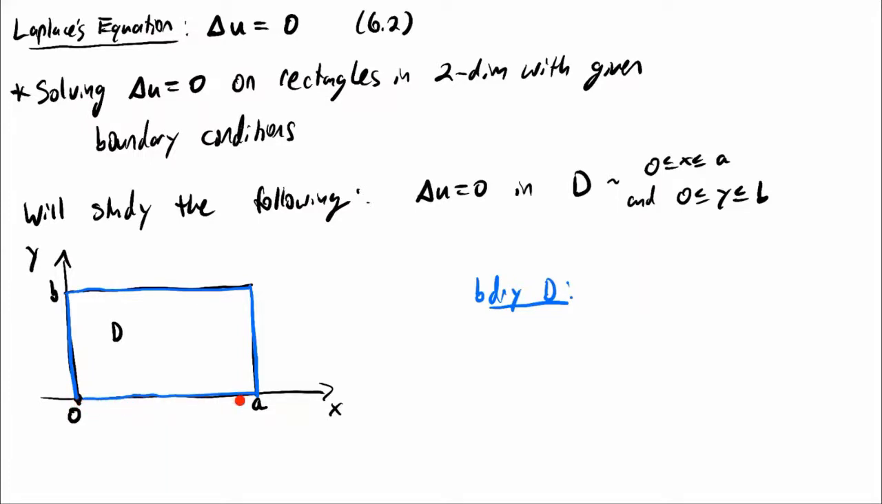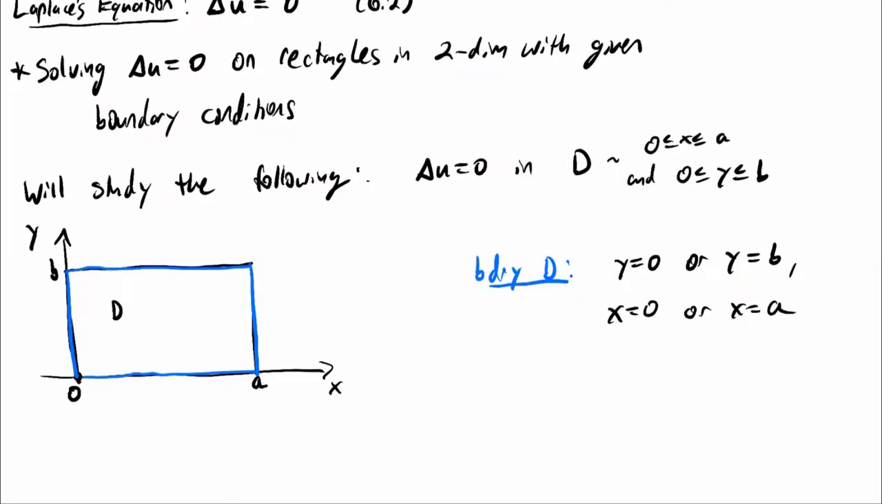So the first one, on the bottom line, we have y is equal to 0. We also have the top line, which is when y is equal to b. Well, we also have the left and right lines. So these are when x is equal to 0 and x is equal to a, respectively. Right, and these describe the 4 boundary lines.